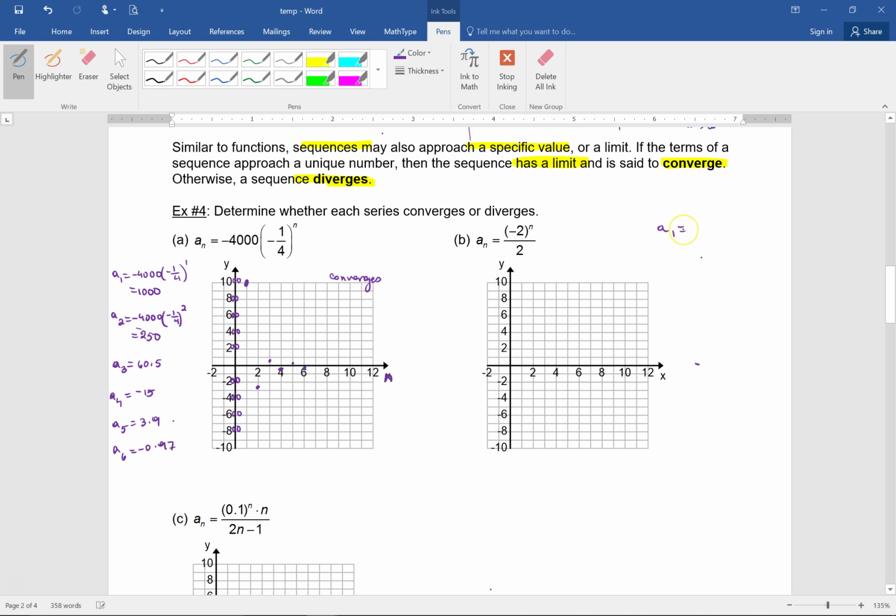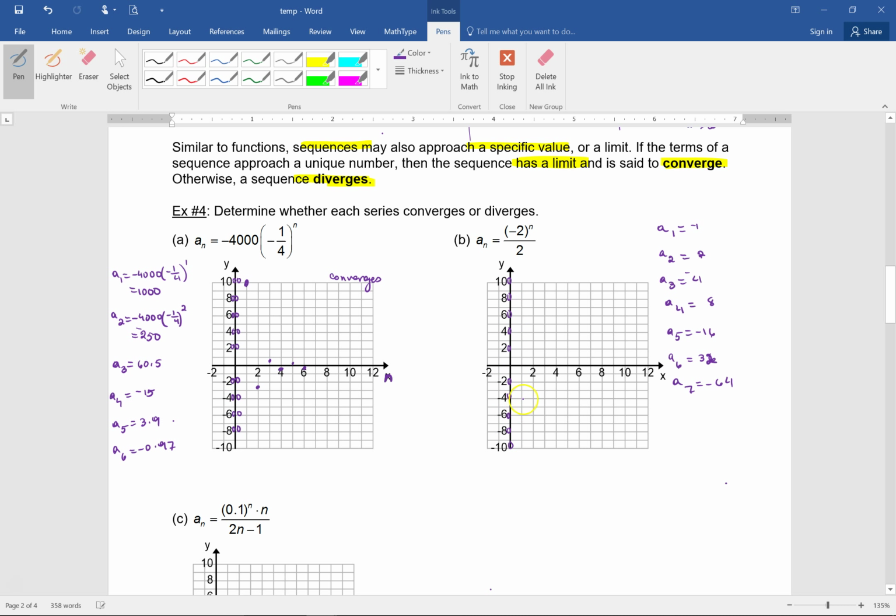The next one, I'm not going to go through too much of the math. A1 is negative 2 to the 1 over 2. It's negative 1. A2 is 2. A3 is negative 4. A4 is 8. A5 is negative 16. This is cool. I like this one. A6 is 32. A7 is negative 64, and then you get to 128, right? So again, I'm going to make this 20, 40, 60, 80, 100.